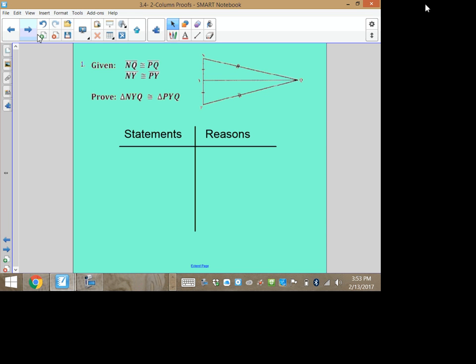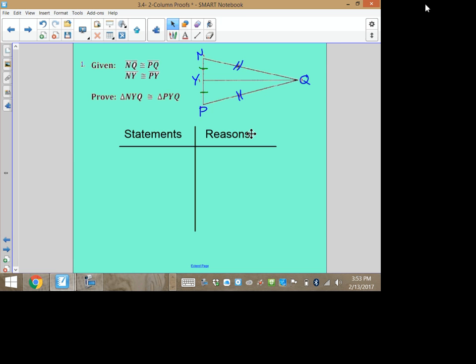So this is our first 2-column proof. You guys probably haven't seen these, so follow along closely here. Here we have triangle PNQ. We have this point Y. And it's telling us that NQ is congruent to PQ. So you can see the little tick marks there. And then we also know that NY is congruent to PY.